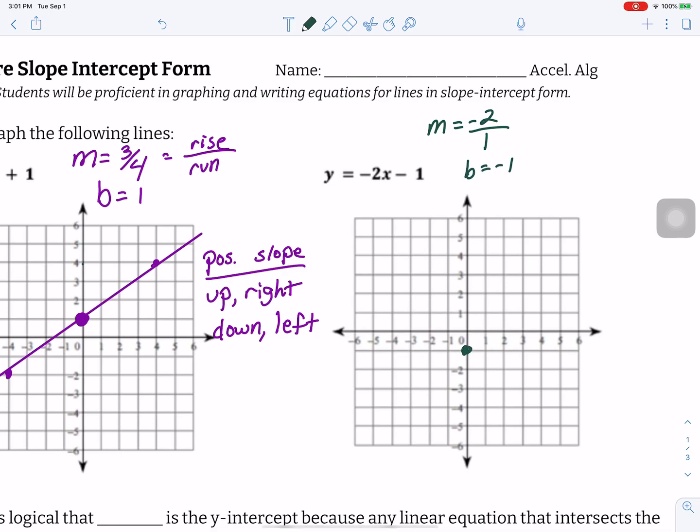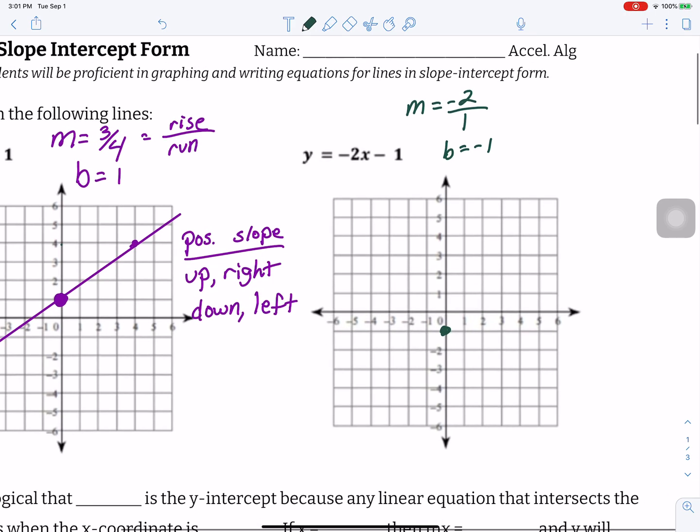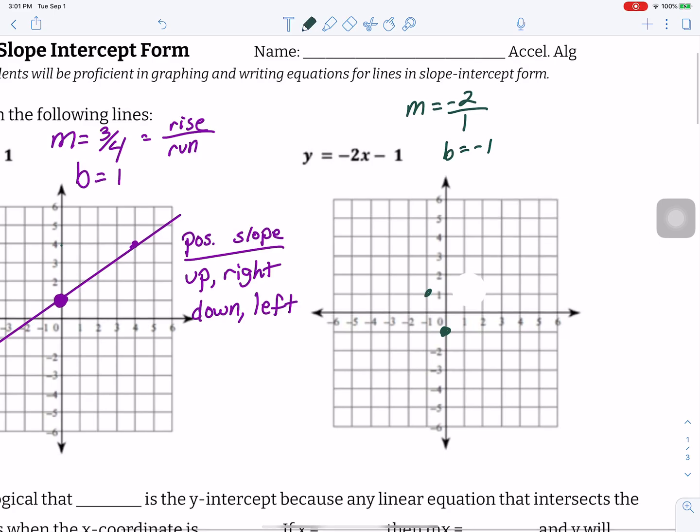I start with a y-intercept because that anchors my line. And I have a negative slope now. So if I start and go up 2, I have to go to the left 1. And we just pretend that didn't happen. And then again, I'm going to go up 2, left 1, up 2, left 1. And then if I go down 2, I'm going to go right 1 because that's what's going to give me that negative slope. So just a quick note, negative slope.